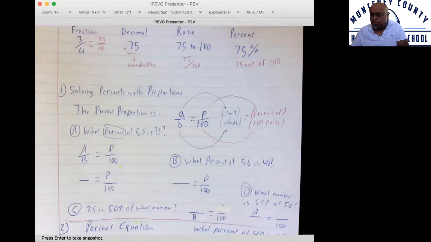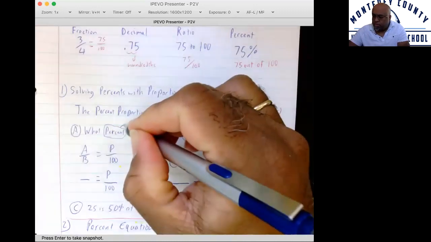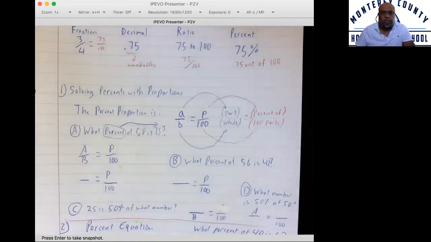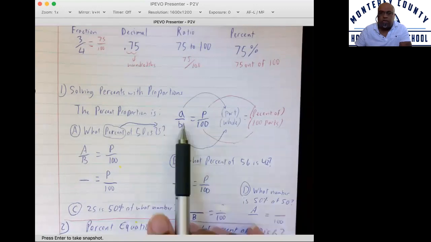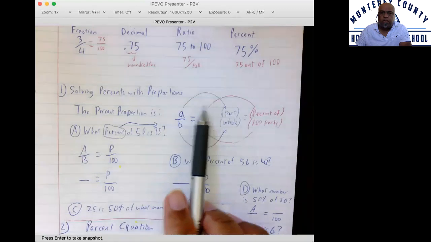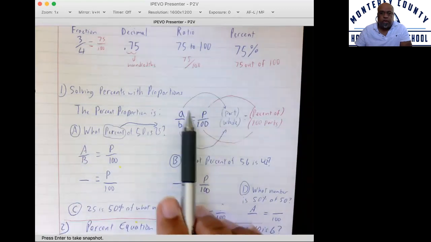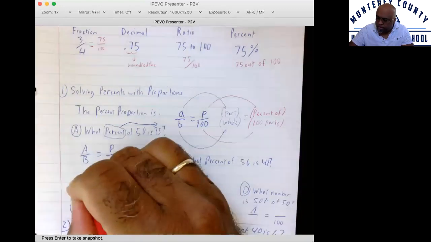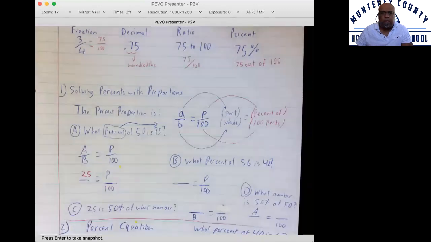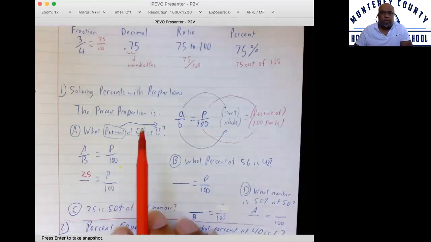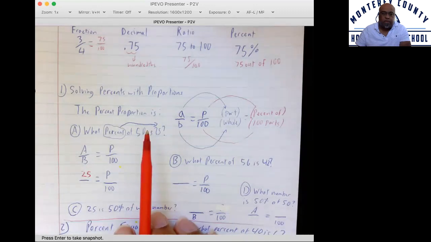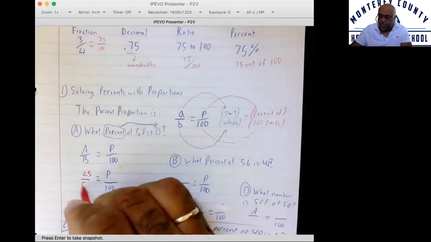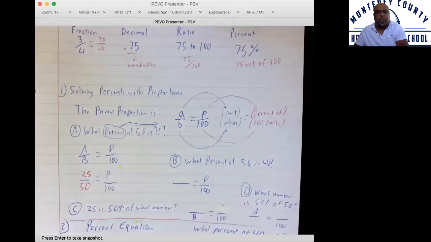So remember, percent means part, and it's saying what part of 50 is 25. Okay, so 25 is the number that's going to represent the part. Now let's look back at our little diagram here. The part is the letter A. So therefore, to solve this problem, I would put 25 as my value for A. So what percent of 50, or what part of 50? Well, obviously then 50 has to be B, because B is the whole, or the number that we are finding a percent of. So now I have a proportion.